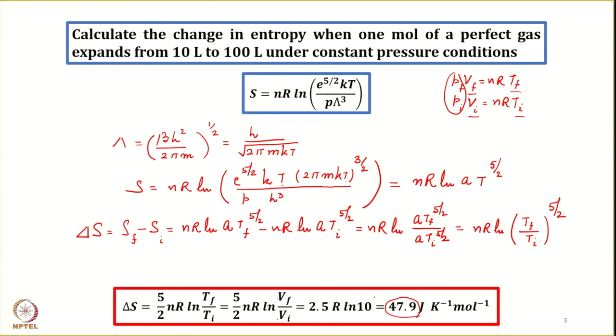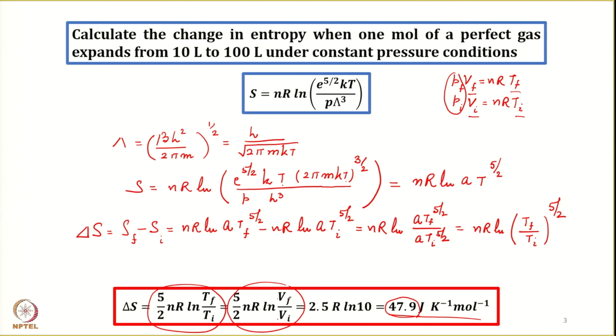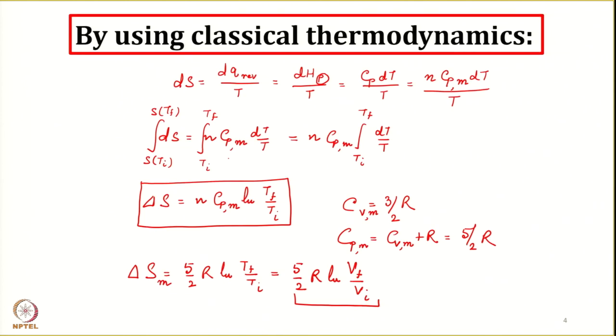The result that you have is the same, that is 5 by 2 nR log Tf over Ti, or 5 by 2 nR log Vf over Vi, which is 47.9 joules per Kelvin per mole. We get the same expression, 5 by 2 R log Vf over Vi for n equal to 1, of course, I can write here molar. So, 47.9. Whether we use the classical thermodynamic results or the statistical thermodynamic results, we are able to get the same result. Okay, let's move forward to discuss further applications.